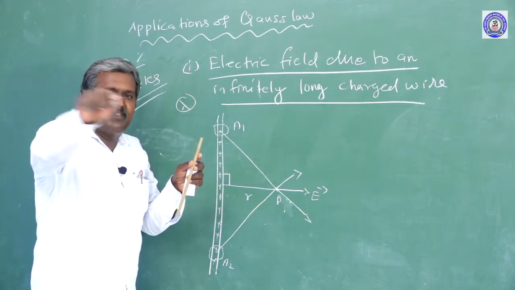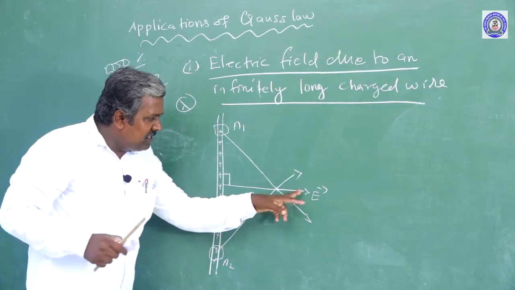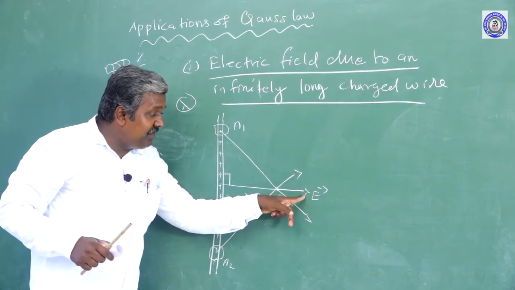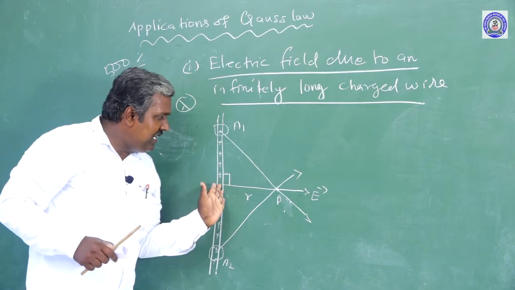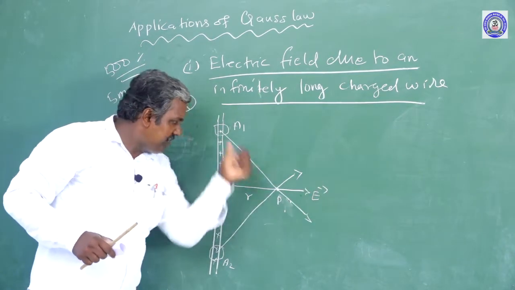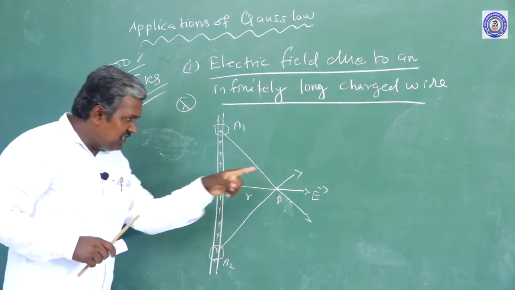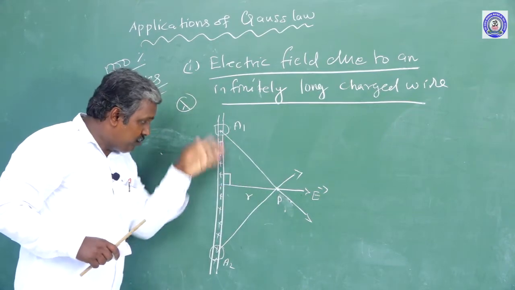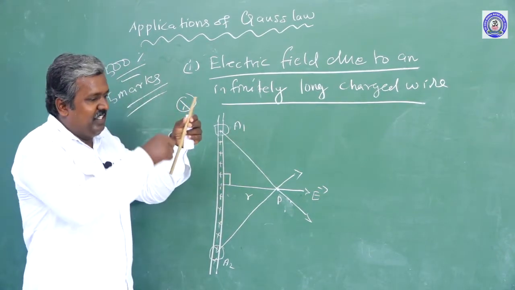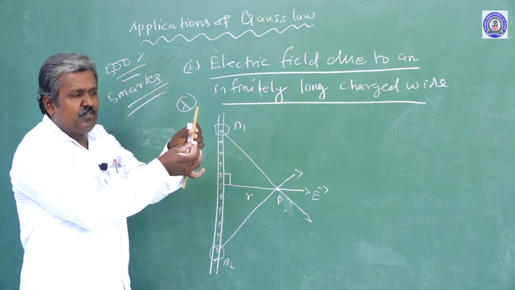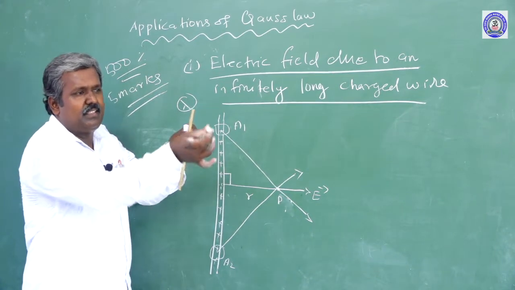This is positive charge away from the charge. This is the resultant field. So this resultant field acts like this, radially away or outwards from this charged wire. So this direction will be perpendicular to the charged wire, like this. So the angle between them is 90 degrees. This is the direction of the electric field.